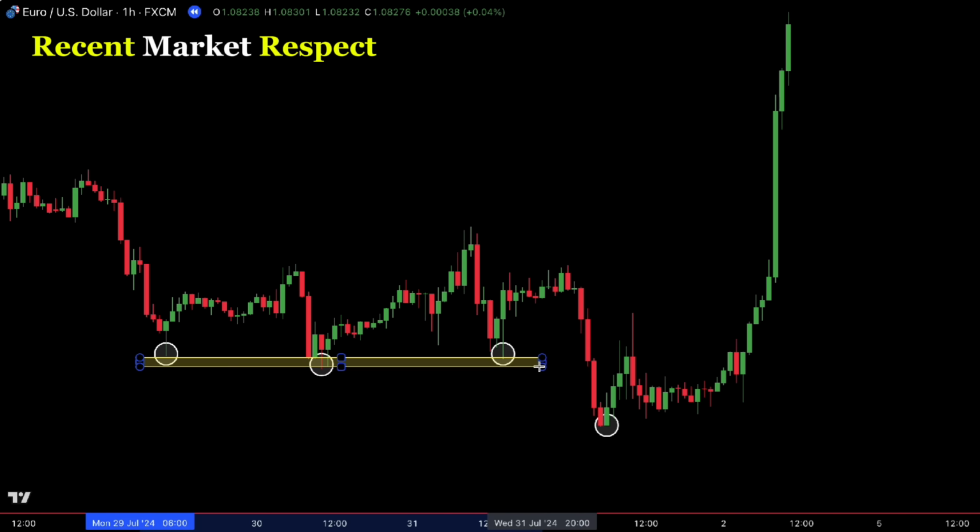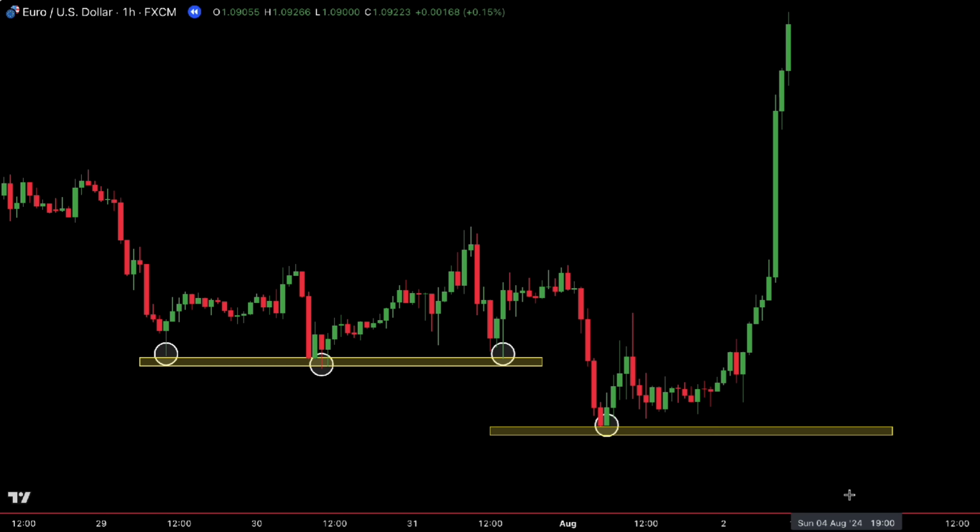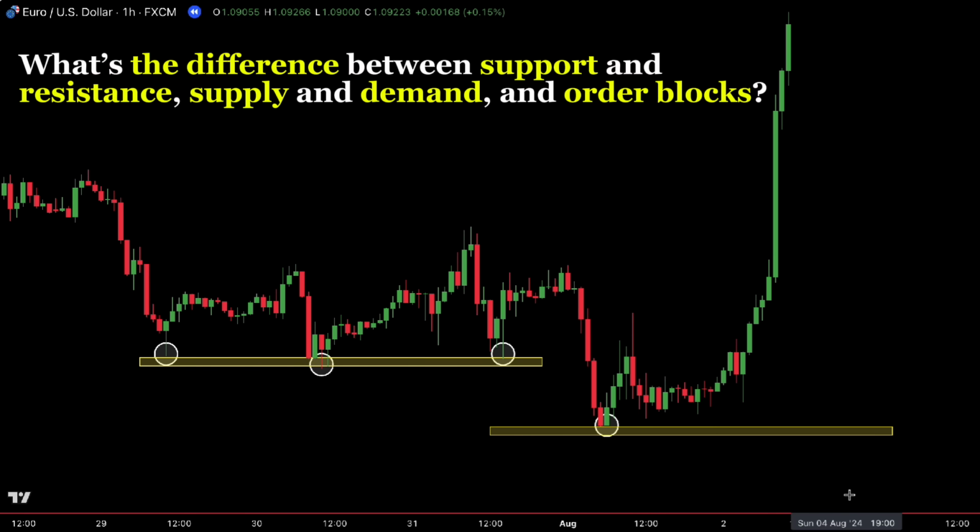You don't need all 6 criteria to mark a valid support or resistance zone, but the more boxes a level ticks, the more likely it is to become a key liquidity area. And that's exactly what smart money looks for. Alright, we've covered support and resistance. Now, what's the difference between support and resistance, supply and demand, and order blocks?